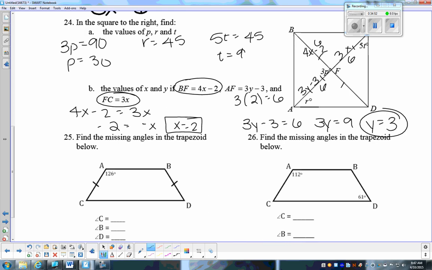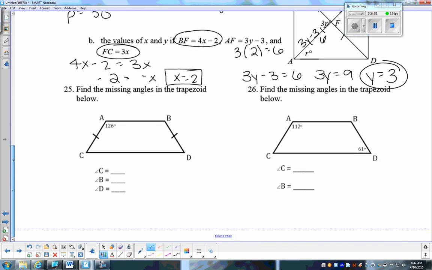25, it says find the missing angles in the trapezoid below. Since we have our congruent sides, we have an isosceles trapezoid, which means our base angles are congruent. So A is congruent to B, and C is congruent to D. So B, I know, has to be 126 degrees. And then I also know, since we have parallel lines, our consecutive angles are supplementary. So to get C and D, I do 180 minus 126, which means C and D are both 54 degrees.